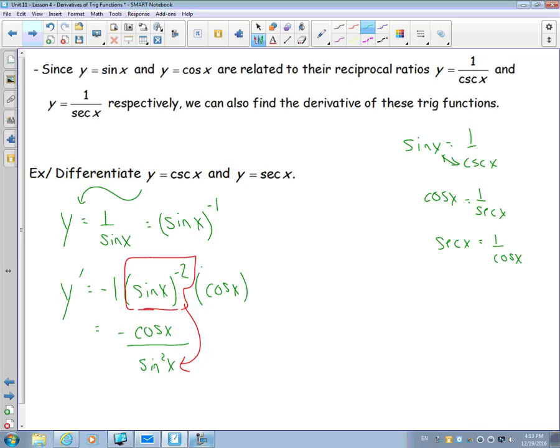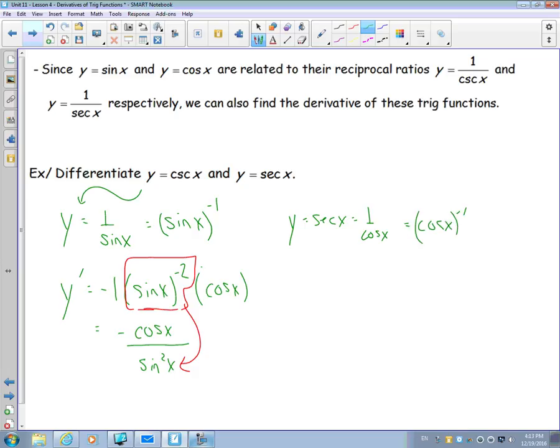Can we do the same thing for secant? Of course we can. So y equals secant is the same as 1 over cos. It's like saying cos x to the negative 1. So when I go to do my derivative now, I get negative 1 cos x to the negative 2, and the derivative of cos x is negative sine x. So we end up with 2 negatives make a positive, sine x over cos squared x.